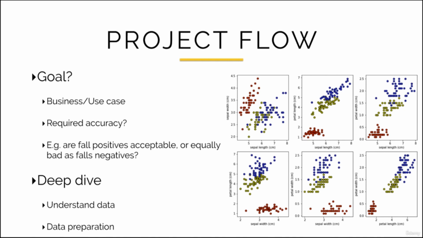So what does the project flow of a machine learning project generally look like? Well, the first thing that you're going to need to do is think about the goal. Before you do anything else, you want to know, what is the business case, or the use case, of my model? What is the actual goal that I'm trying to achieve? What is the accuracy that I'm going for? And what things are acceptable? So what are acceptable mistakes, and what are unacceptable mistakes?